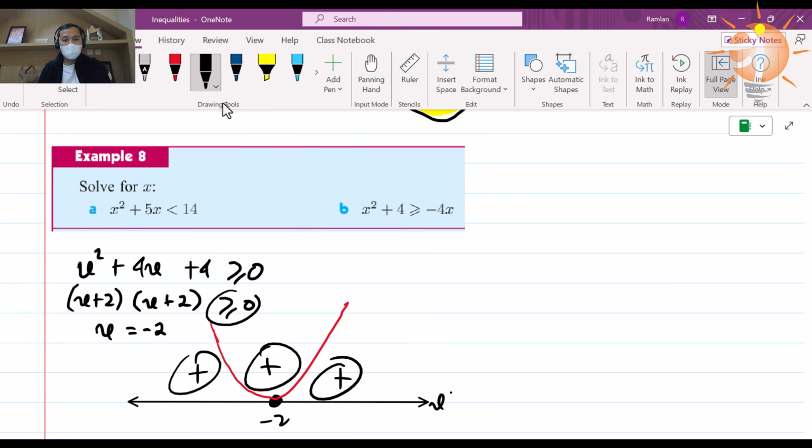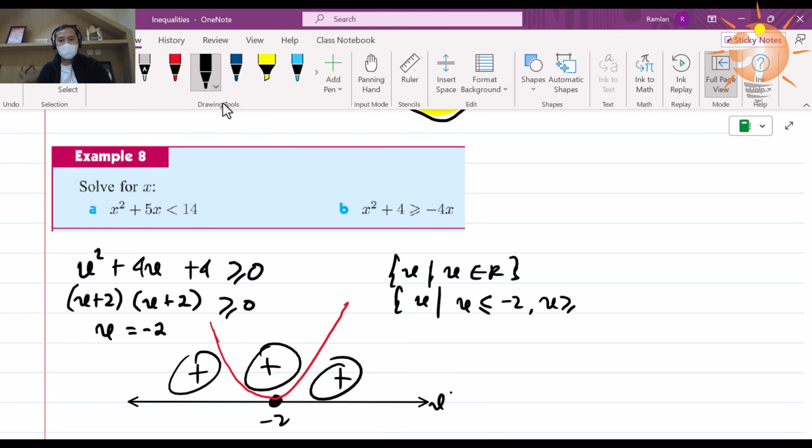But in here, because it's greater than or equal to 0, it means that you can include the 0. So the solution for this is x such that x is all real numbers. Or you can write it like this if you want: x such that x is less than or equal to negative 2, and x is greater than or equal to negative 2, and that's fine.